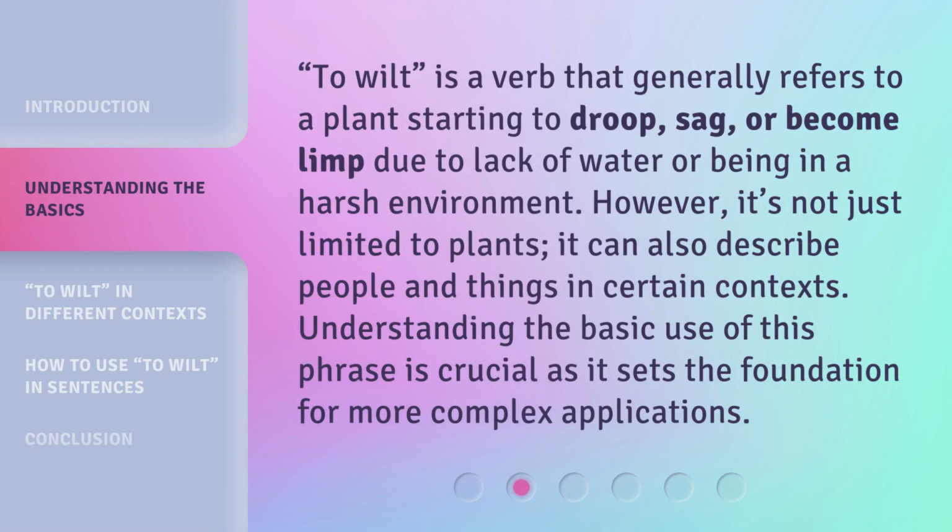To wilt is a verb that generally refers to a plant starting to droop, sag, or become limp due to lack of water or being in a harsh environment. However, it's not just limited to plants. It can also describe people and things in certain contexts. Understanding the basic use of this phrase is crucial as it sets the foundation for more complex applications.